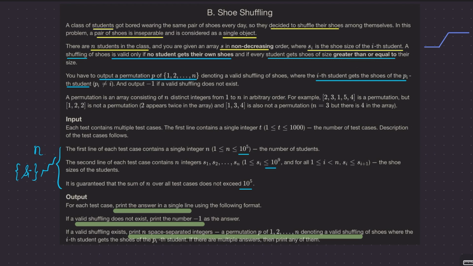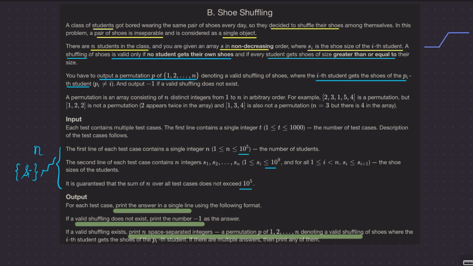So what you have to output is a permutation. The shuffling should be represented by a permutation. So what is a permutation? I guess you might know it because you have discussed permutations many times in 800 and 900 rated questions. A permutation is just an array consisting of n distinct integers from 1 to n in any arbitrary order. The shuffling is represented by the permutation in a way that the ith student gets the shoes of the pith student. And of course, pi should not be equal to i, because no student should get their own shoes.